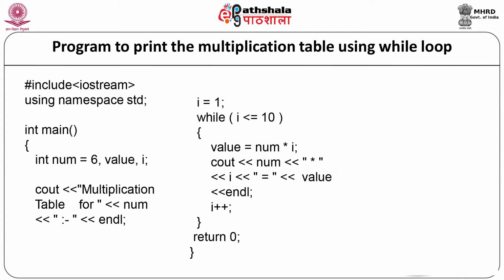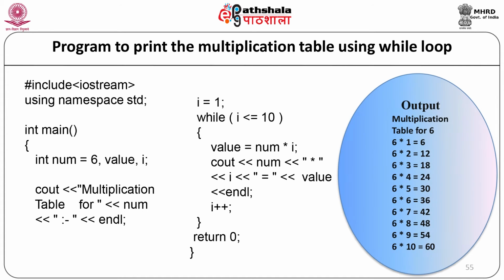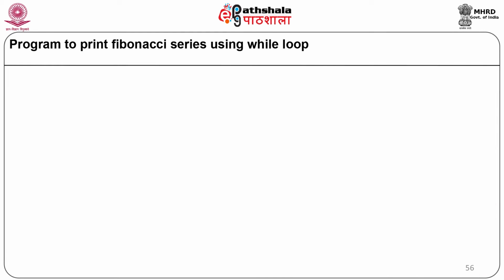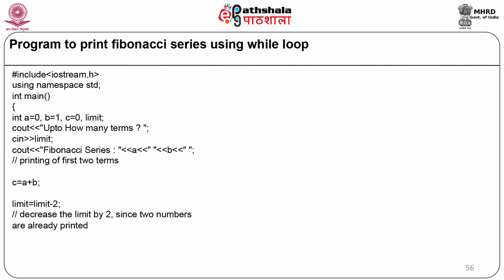Now, when the above code is compiled and executed, it will result as 6 into 1 equal to 6, next line 6 into 2 equal to 12, completing the table of 6 up to 60. Now, let us see a simple program to print the Fibonacci series using the while loop. We will start with the program main.